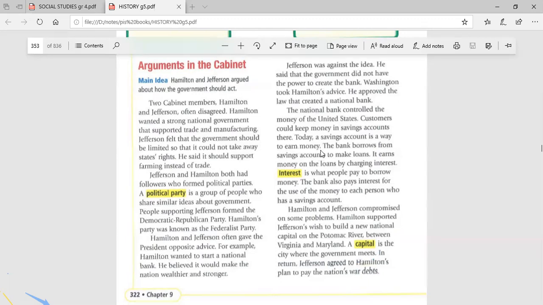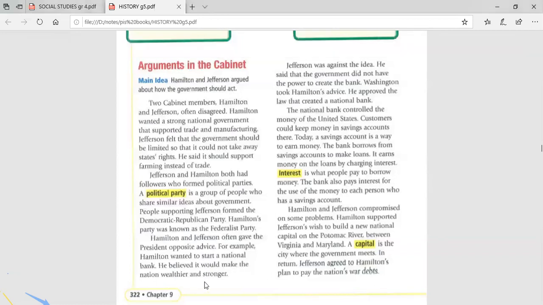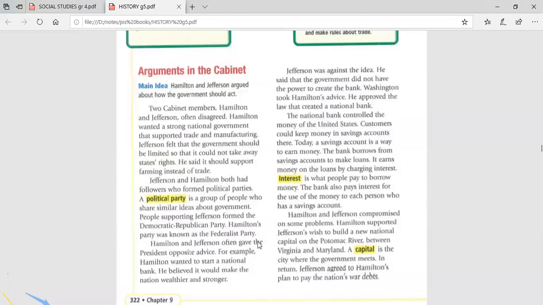Why did Hamilton want the president to start a bank? He believed that it would make the nation wealthier and stronger. The bank is very important in any country. So Hamilton suggested to President Washington to start a national bank. But Jefferson refused this idea. He said, no, America doesn't need a bank now.